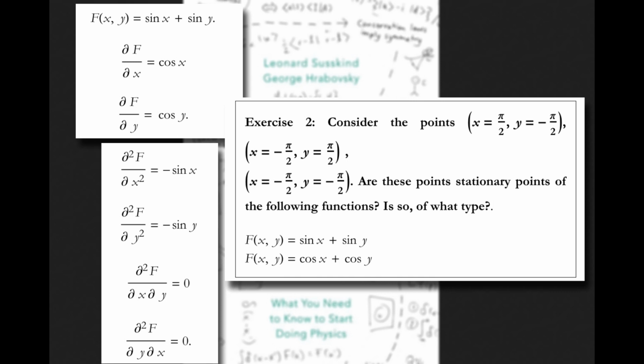Exercise 2. Consider the points x equals pi by 2 and y equals minus pi by 2; x equals minus pi by 2 and y equals pi by 2; x equals minus pi by 2 and y equals minus pi by 2. Are these points stationary points of the following functions? If so, of what type? f(x, y) equals sin x plus sin y. f(x, y) equals cos x plus cos y.